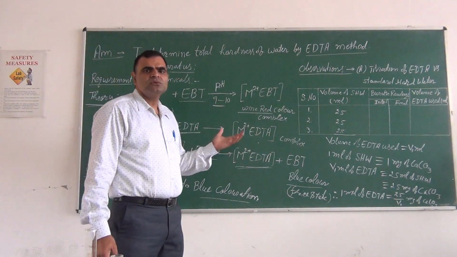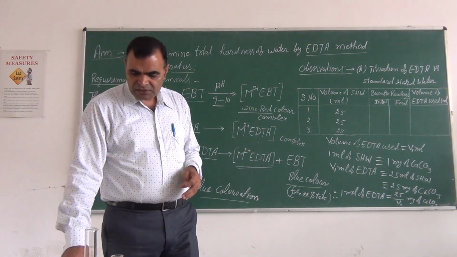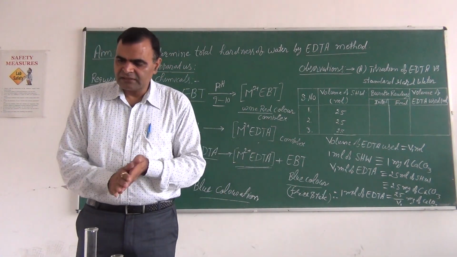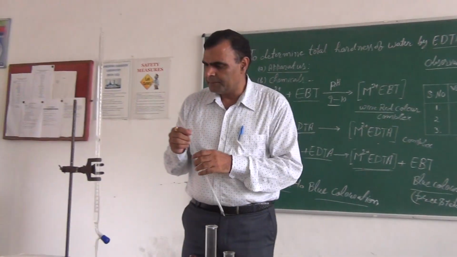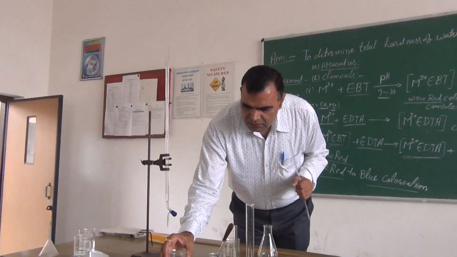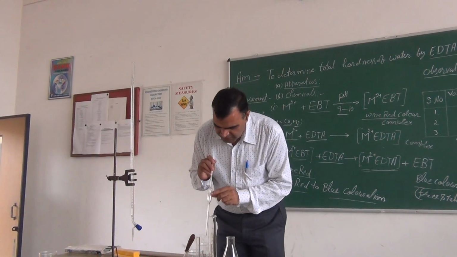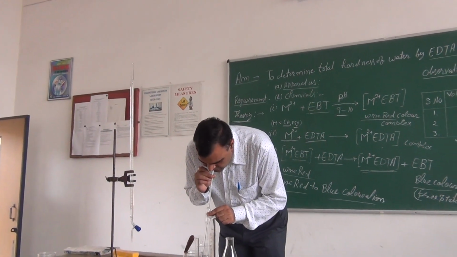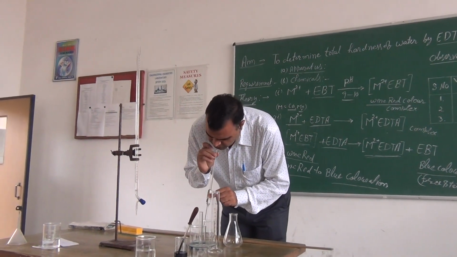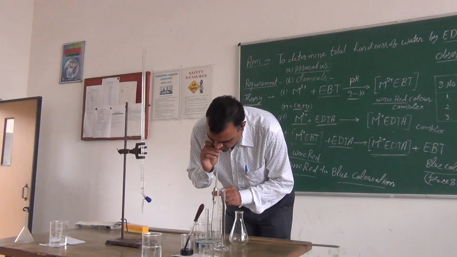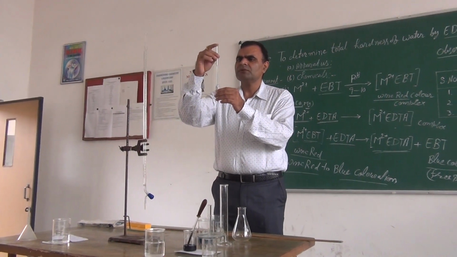Then we come to the observations, how we carry out the procedure. First of all, we take 25 ml of the water sample. This is the water sample. We put out 25 ml of the water sample into the conical flask.